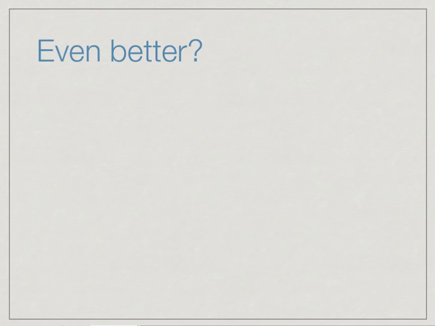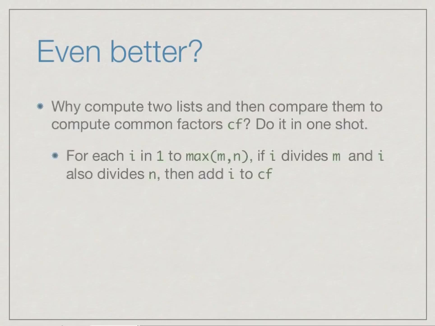But even this can be improved upon. If we are doing it in one pass and we are checking if numbers divide both m and n, why don't we just directly check for common factors? In other words, instead of computing two lists and then combining them, we can just directly do the following. For each i from 1 to the maximum of m and n, if i divides both m and n, then we directly add i to the list of common factors. If it divides neither, or if it divides only one of them, then it is not a common factor and we can discard it.